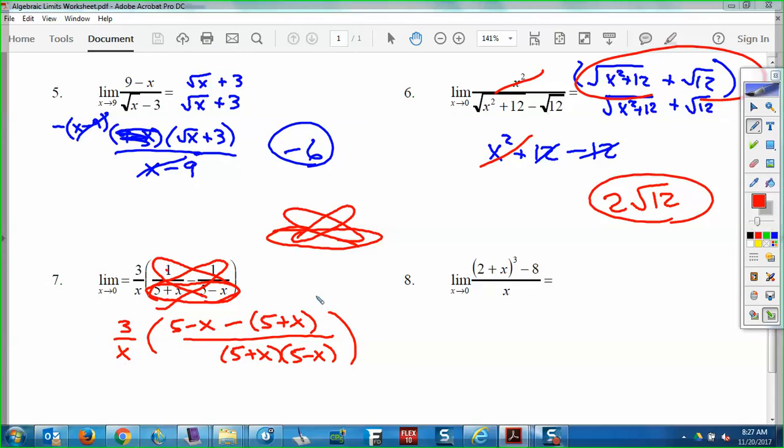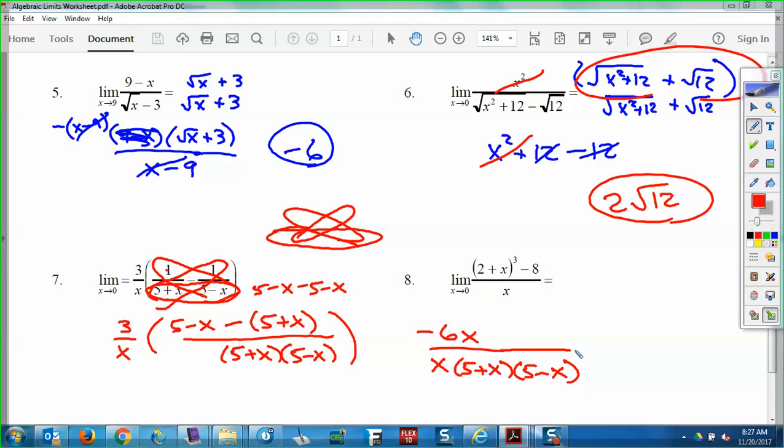Now, some nice stuff should happen on top. What happens on top here? I get 5 minus x minus 5 minus x. So all that becomes what? No, it's not 0. It's negative 2x. And then I got this 3 out here. So that'd be negative 6x on top. Right? And then the bottom is going to be an x, and then a 5 plus x, and a 5 minus x.